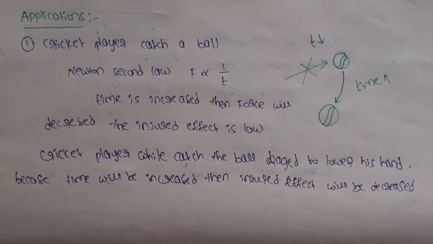Next example is that in every vehicle we use bumpers. Why are we using bumpers? To increase the time and decrease the injuring effect from the impact. So time will be increased, force will be decreased, and the injuring effect will be decreased. These are all applications of Newton's second law.